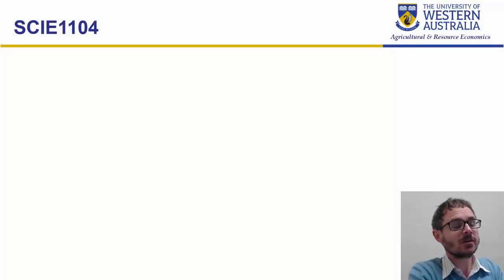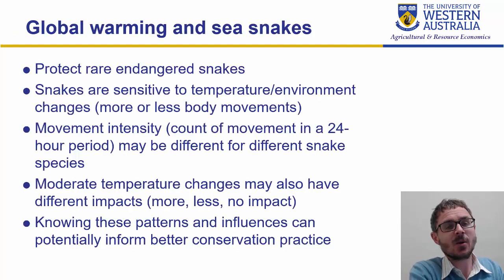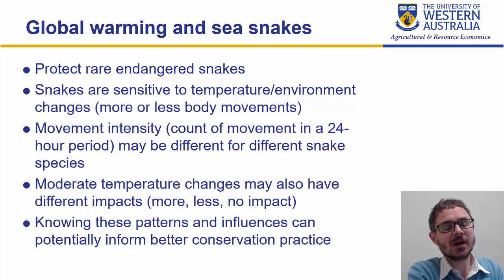So what I'm going to do is run through a couple more examples of getting the feel for how we implement these tests and what kind of scenarios we might look at. So the next scenario that I'm going to set up is, for example, looking at sea snake populations. We're wondering about how they're going to be impacted by temperature changes.